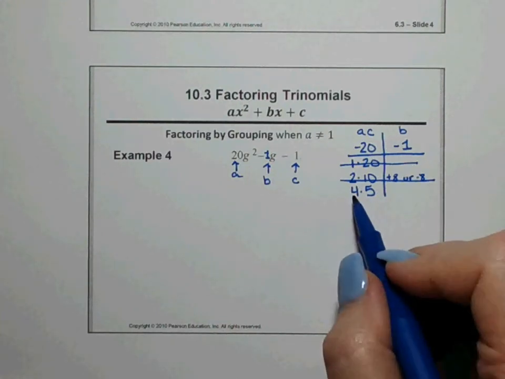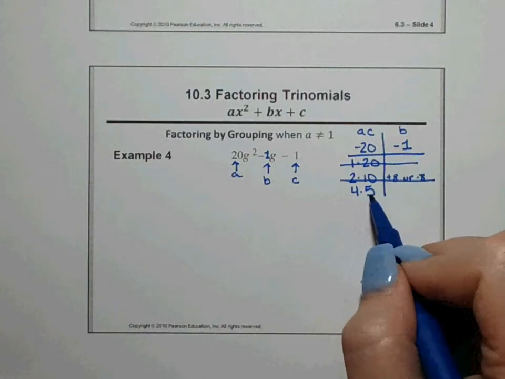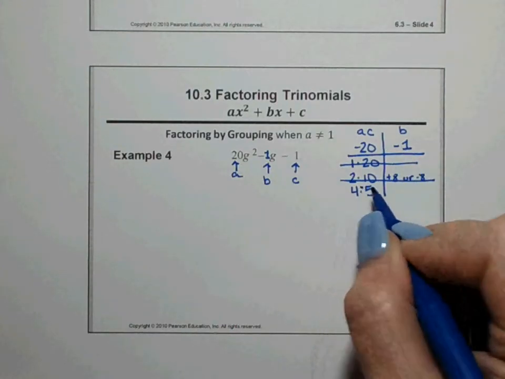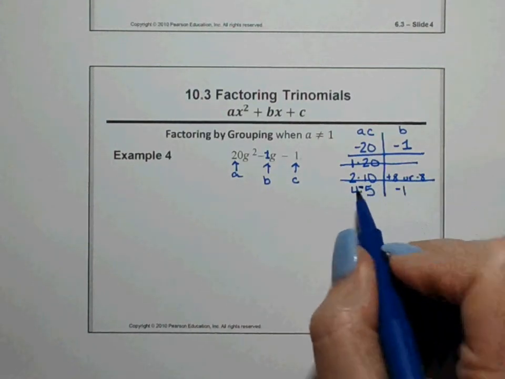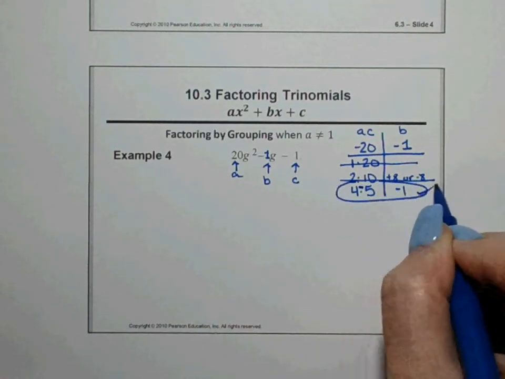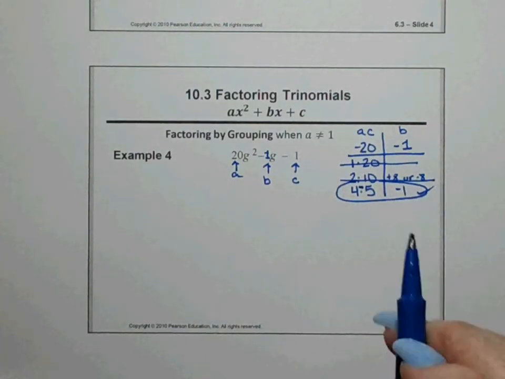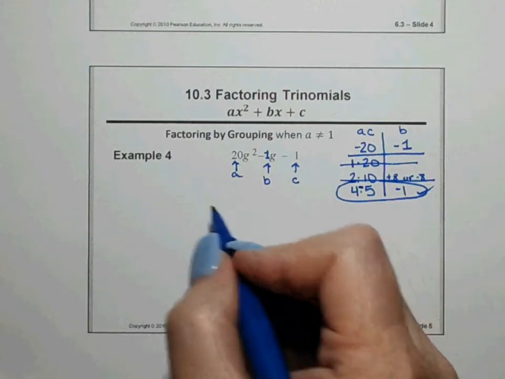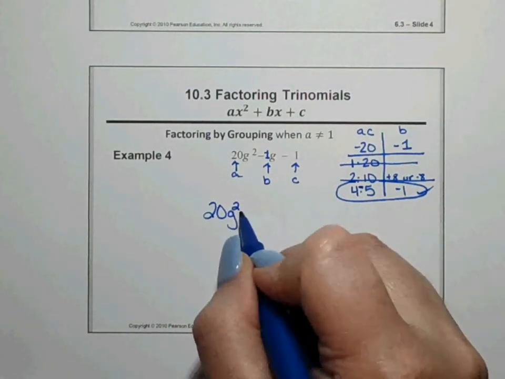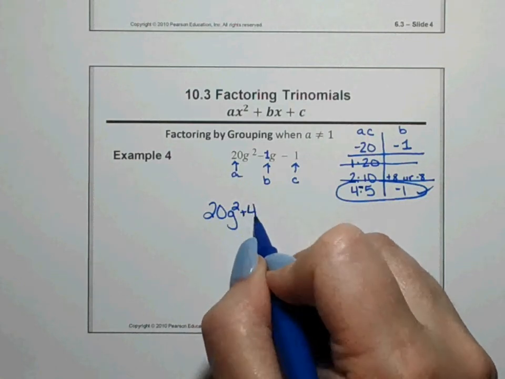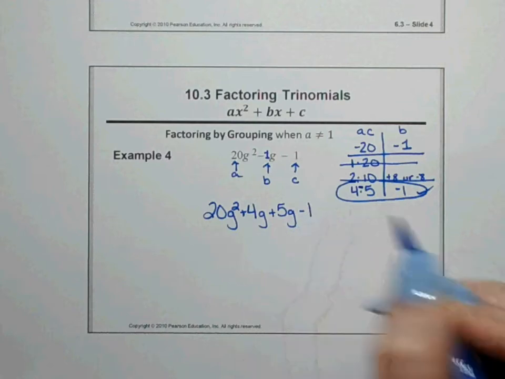So if I want to end up with a negative 1, then the bigger of these two numbers needs to be negative. So that 5 is going to be my negative. So 4 minus 5 gives us a negative 1. So those are my winning factors of negative 20. So I'm going to use these two to rewrite that B term. So we've got 2g squared plus 4g minus 5g minus 1.